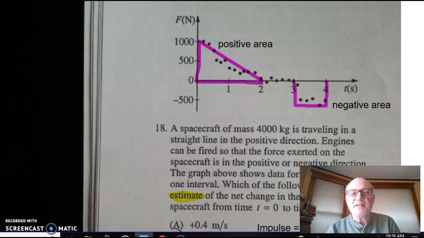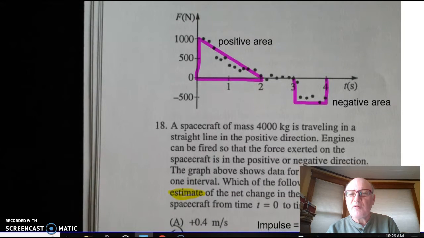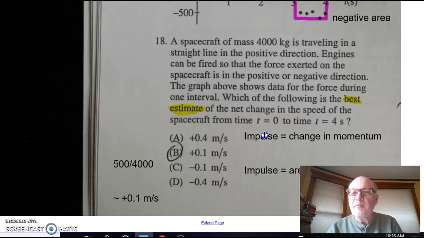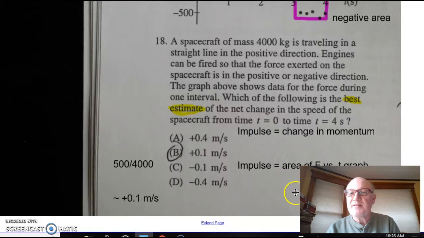Well, I would suggest that there's two things you need to recognize. If you're going to eventually figure out the change in speed, you're going to want to know what the change in momentum is. And since we know the mass, if we know the change in momentum, we can find the change in velocity. So the two things I would think about: the impulse is exactly equal to the change in momentum. That's something that we learned a while ago. And in its simplest form, with a constant force, that impulse is a force times a time.